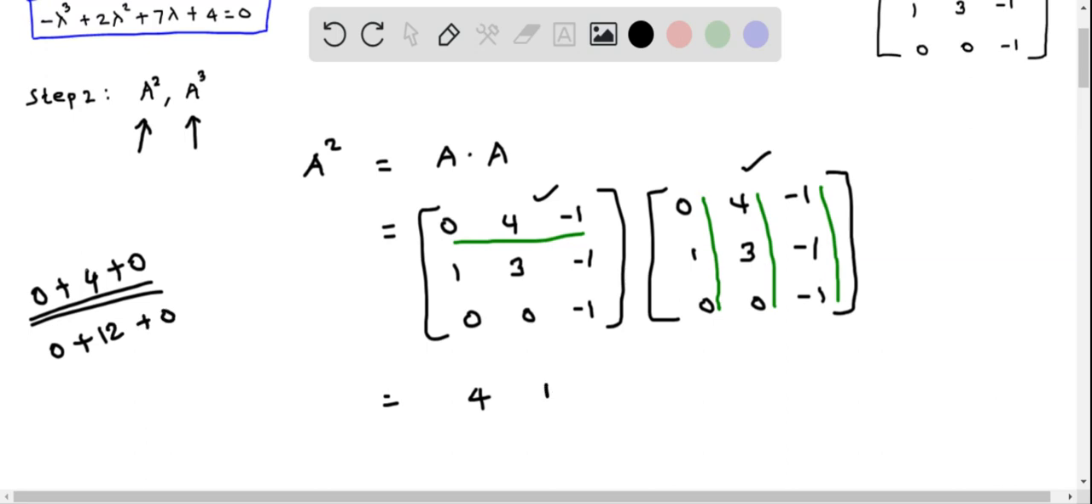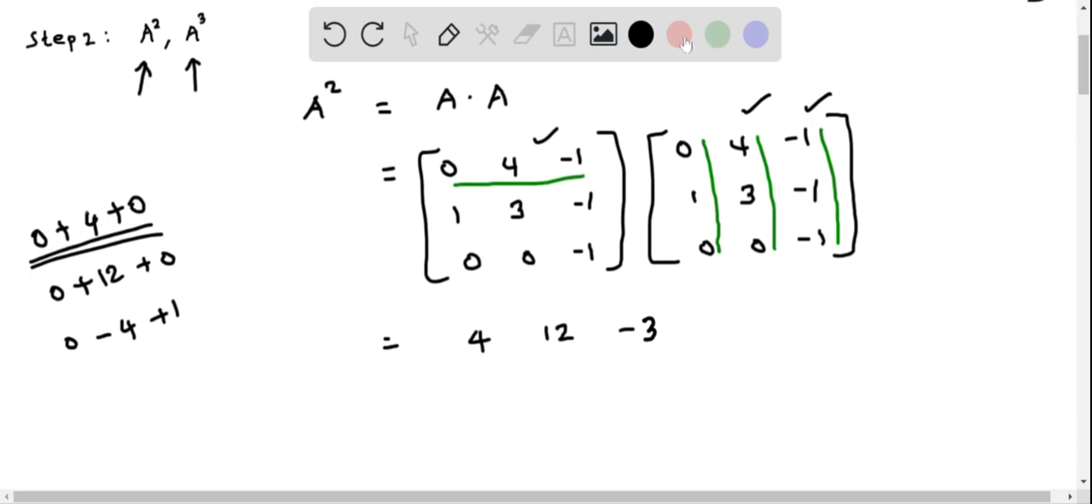So the next element is 12. Now I consider the next column. So it is 0 times negative 1 is 0. 4 times negative 1 is negative 4. Negative 1 times negative 1 is positive 1. So negative 4 plus 1 is negative 3. So we have completed the first row.